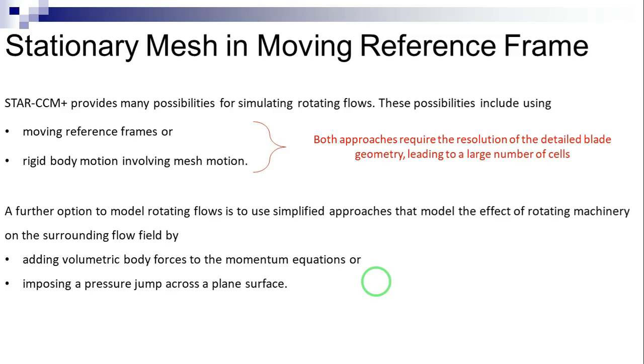For simulations involving flow around rotating equipment, STAR-CCM Plus also offers simplified methods that estimate the influence of a rotating structure on the nearby flow field without needing mesh movement, moving reference frames, or intricate structure geometry modeling.